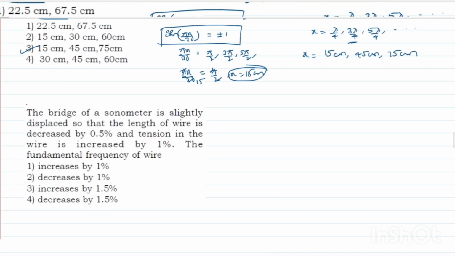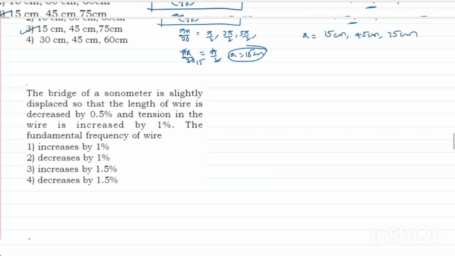Let us see the next question. The bridge of the sonometer is slightly displaced so that the length of the wire decreases by 0.5%, and the tension of the wire is increased by 1%. They are asking for the fundamental frequency of the wire, and n equals 1 by 2l into root over T by mu.